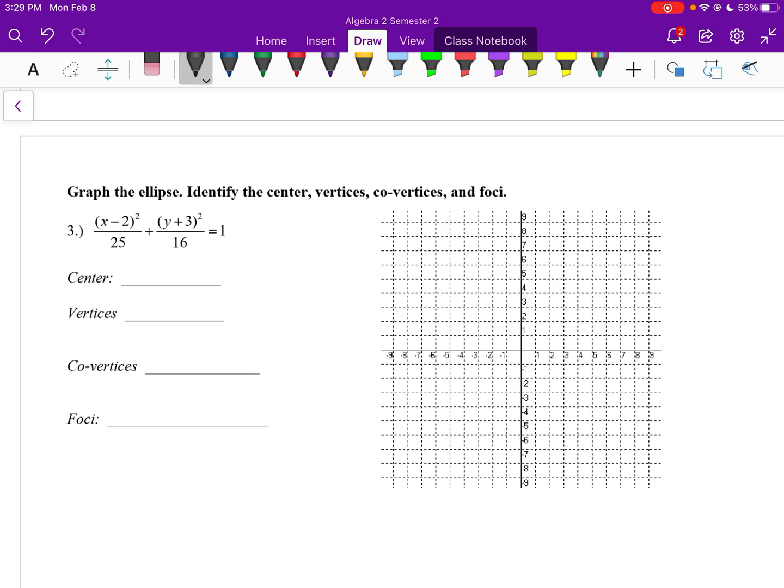Okay, so ellipse now. We find our center just like we did before. Got a center of 2, -3 here, plotting that. And again, to figure out vertices and co-vertices, vertices are going to be the points that are further away from center on an ellipse. So figuring out those points, under x we got 25. Again, we want to square root that value, so that's telling me left and right, 5 from center. Under y is 16, square root that, up and down 4.